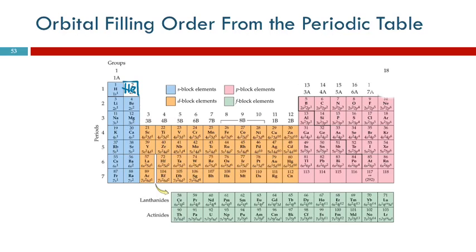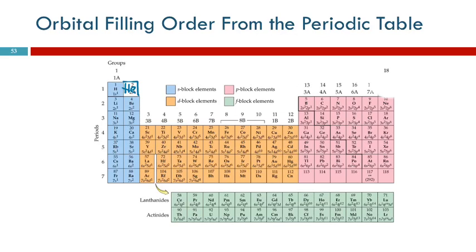This is not a coincidence. The orange here are the D block. There are 10 columns. The D subshell can hold 10 electrons. And down here, these are the F block elements. There's 14 for the 14 electrons that fit in the 7 orbitals of that subshell.